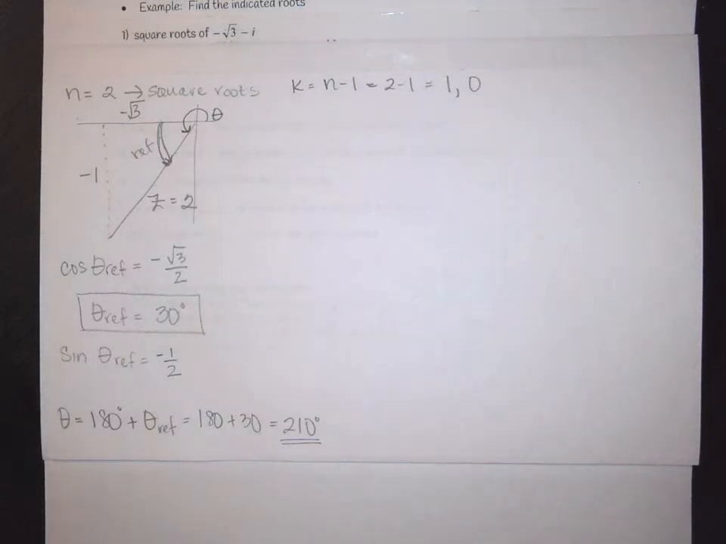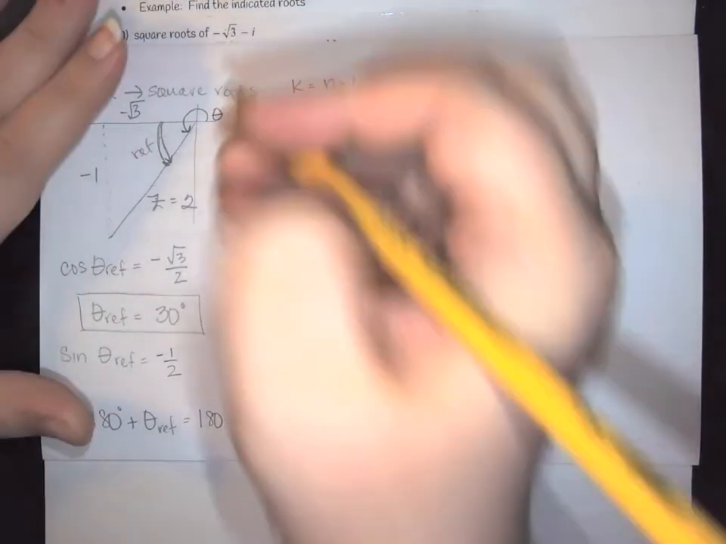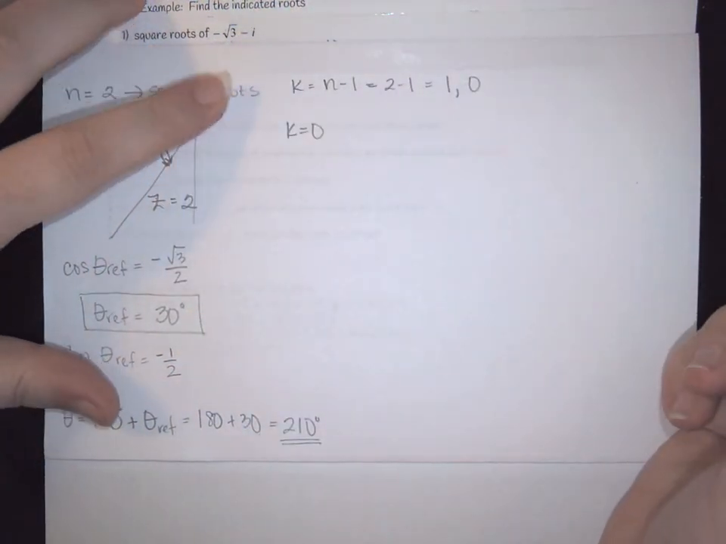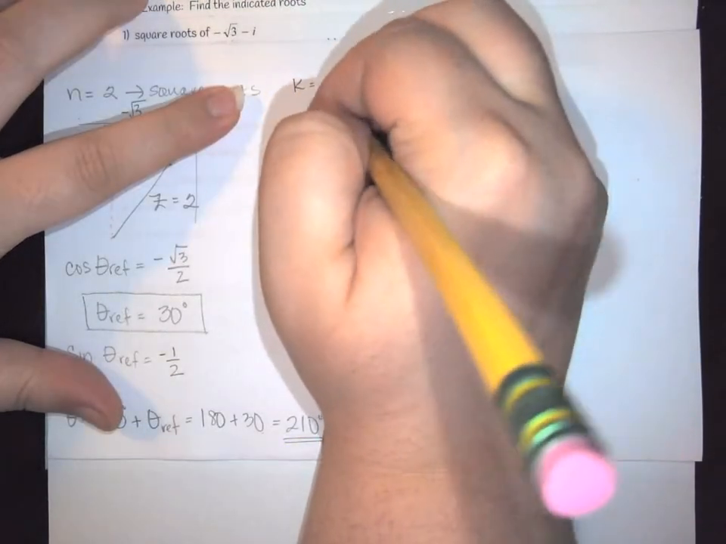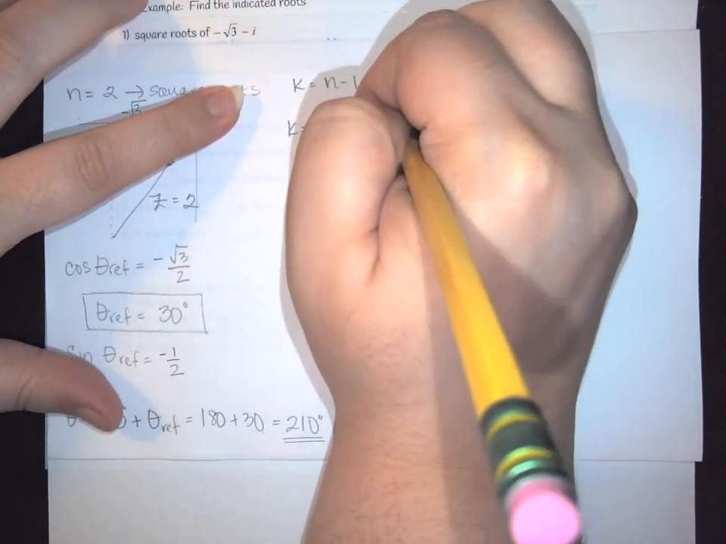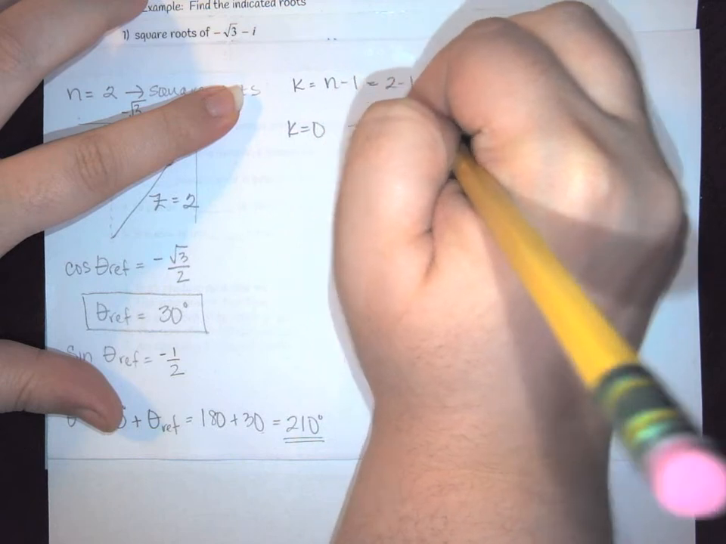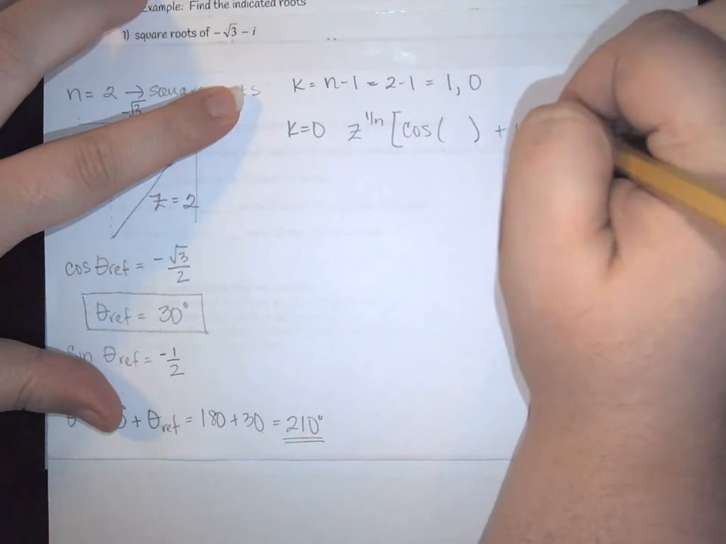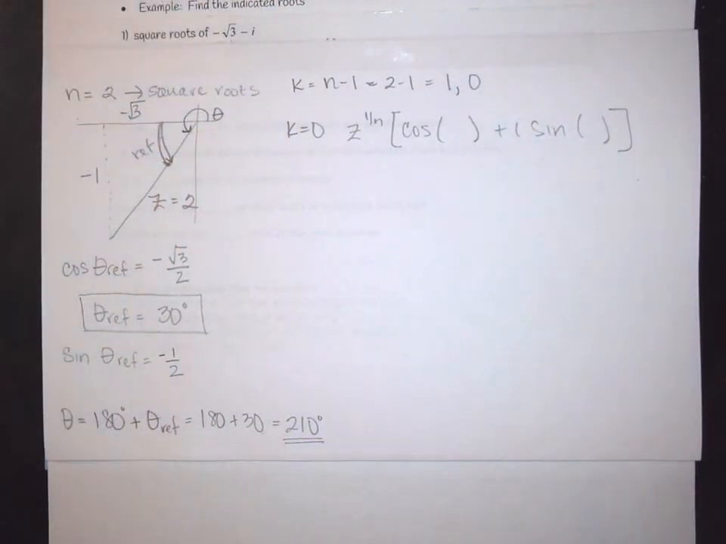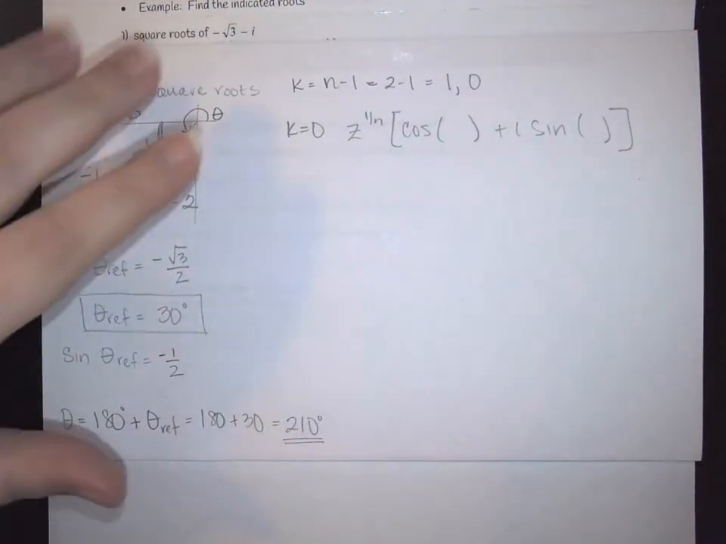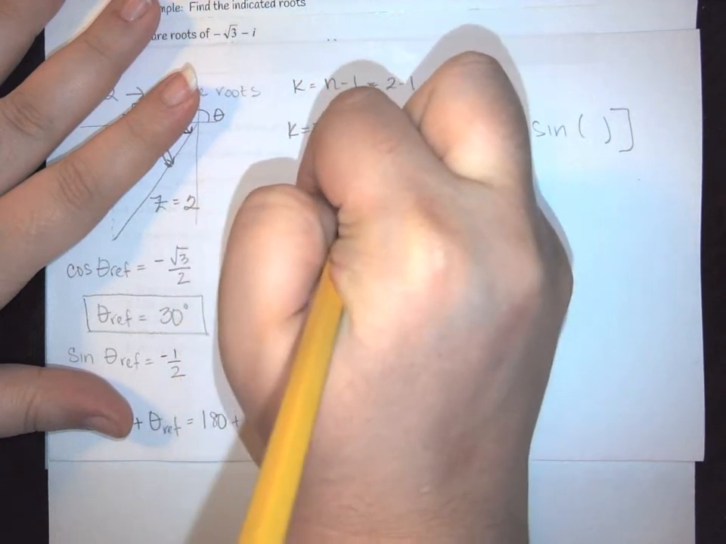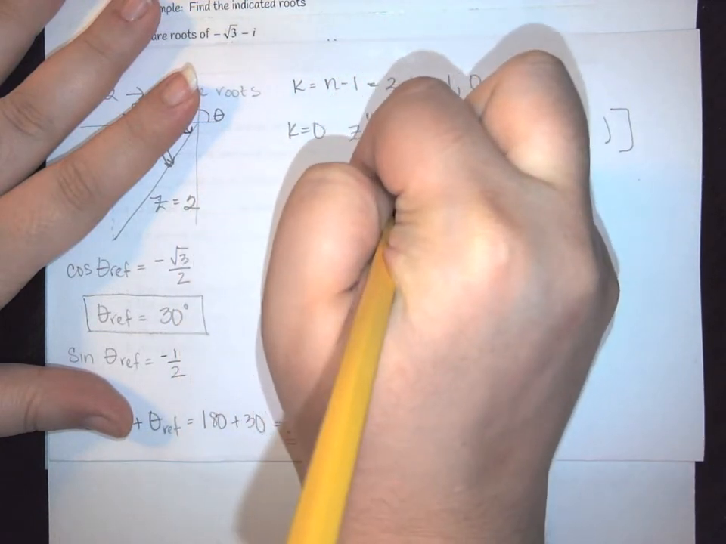So the first thing we're going to look at is we are going to go ahead and look at k equaling 0. And I'm going to go ahead and use the standard form. So we're going to use z to the 1 over n times cosine of that mess of stuff plus i sine of that mess of stuff. So the first and foremost, or the first thing that I would always do when calculating this, is we need to find out what that stuff is going to be. So that's going to be theta over n plus k times that 360 degrees over n.